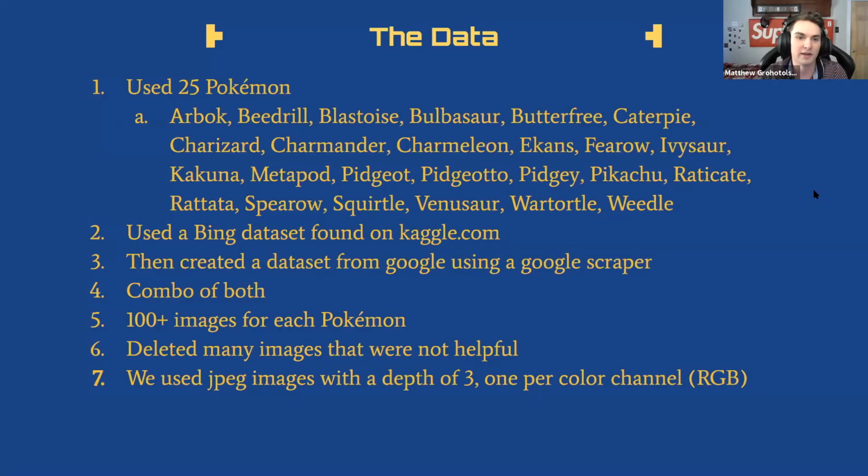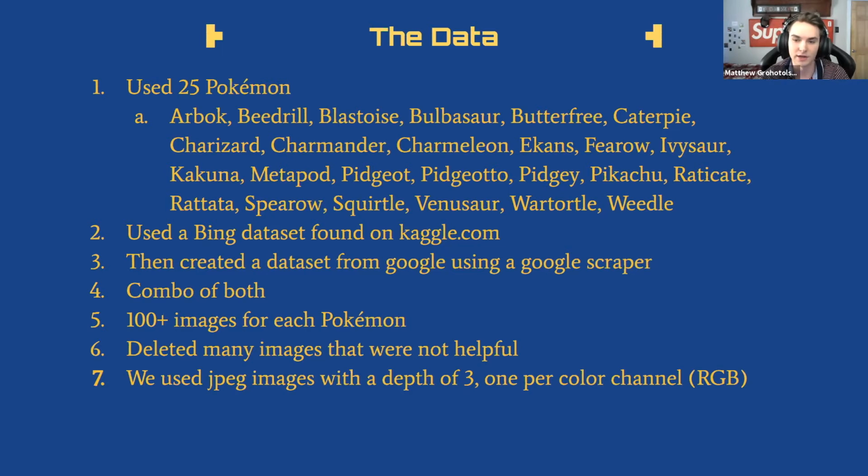So we'll go into the data that was used here for the project. I decided to go with the first 25 Pokemon, and I figured that would be a good baseline. There's I think over 900 Pokemon now, so it would be a little extreme to add all of them. So I first found a Bing data set on Kaggle.com and found that the data set wasn't generalized enough. It actually didn't contain quite enough images. So I had to come up with a creative solution to add more images to this data set.